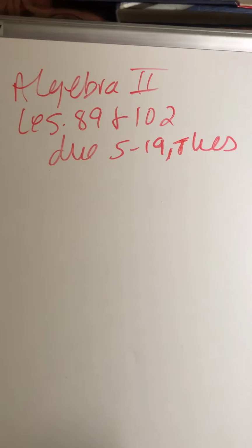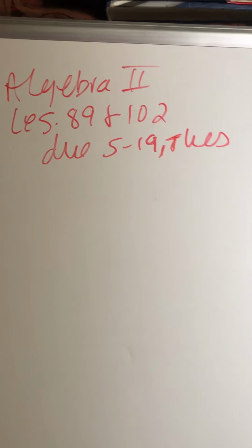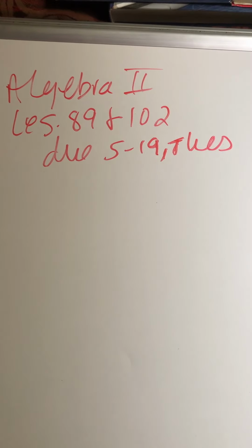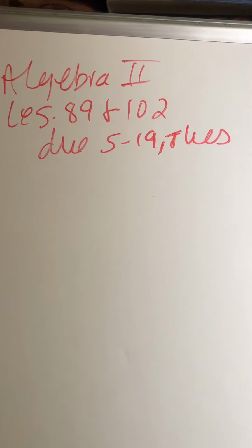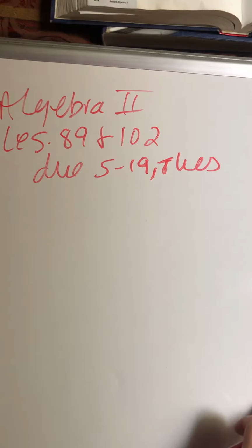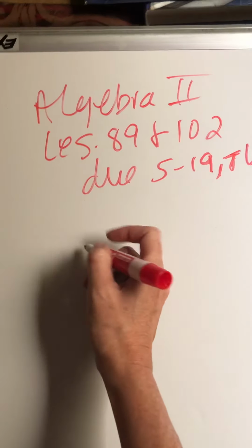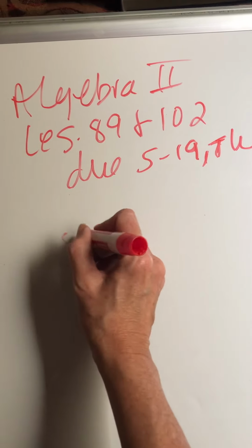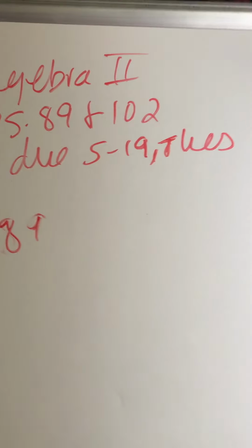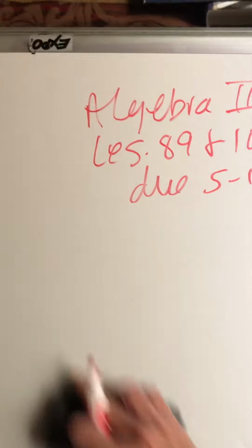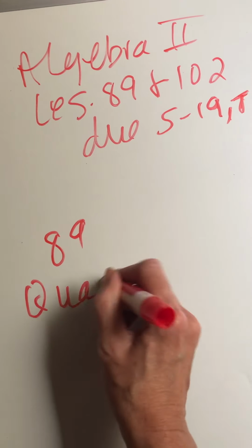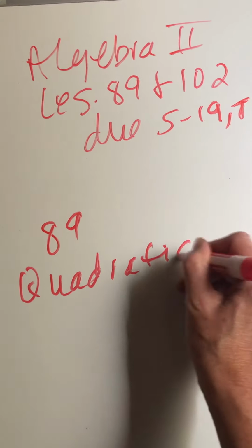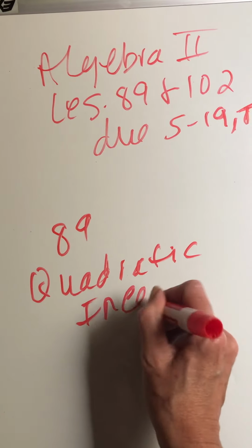But, okay, so this is the last assignment. Do not do them on the same sheet of paper. Do lesson 89 on one sheet of paper, do lesson 102 on a separate sheet of paper. Send them separately, even though you're just doing the warm-up and the practice. Okay, so on lesson 89, we are going to be solving what's called quadratic inequalities. So lesson 89 is quadratic inequalities.